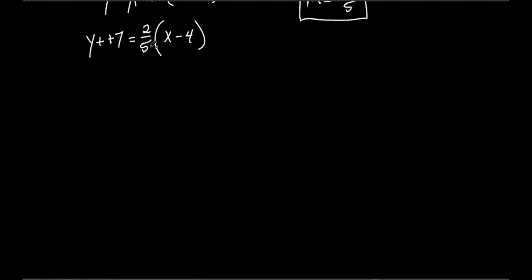Yeah, I would distribute the 2/5, wouldn't you? So this is going to be y plus 7 equals 2/5 x minus, what's that going to be? 8 over 5. All right, what don't you like about this?